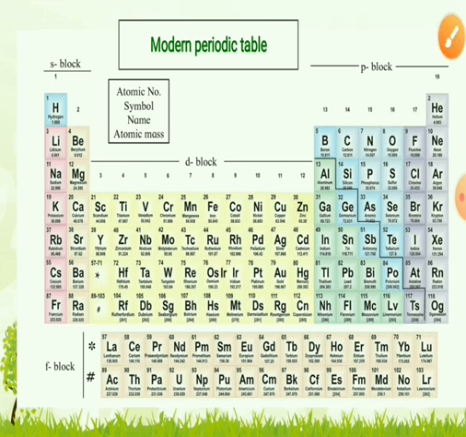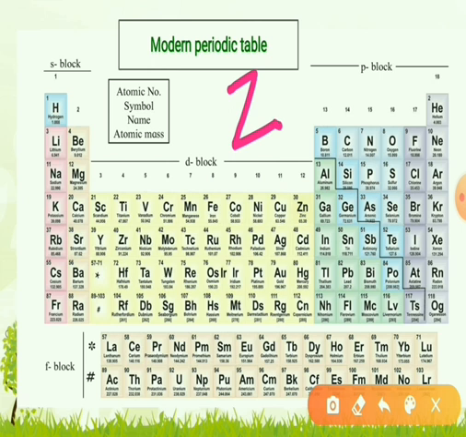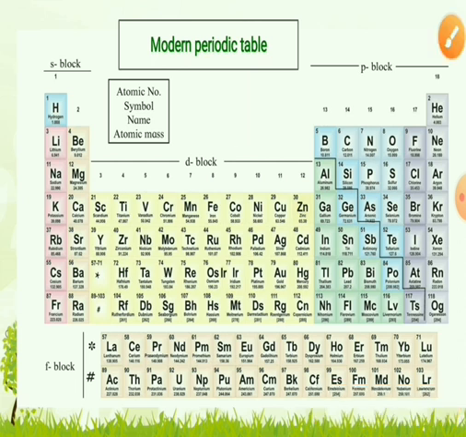Elements are arranged in the increasing order of the atomic number Z. There are total 18 vertical columns called groups. The chemical properties of the elements in the same group show similarity and gradation. Whereas the horizontal rows are called periods, there are total 7 periods. The property of elements changes slowly from one end to the other in a period.